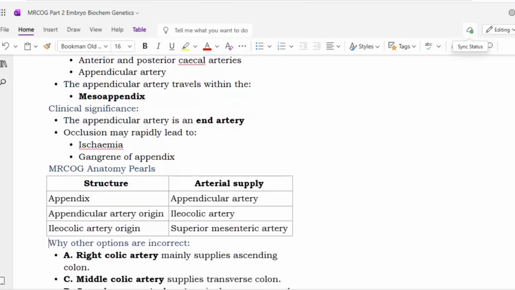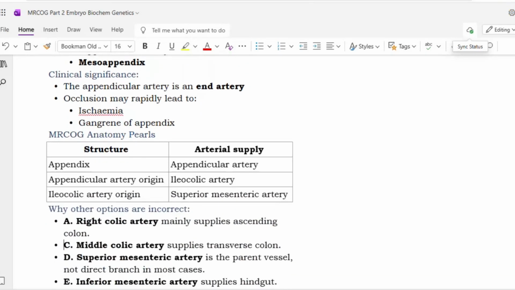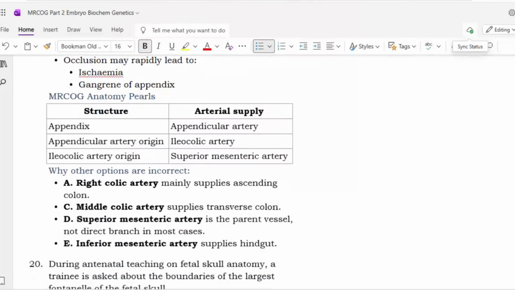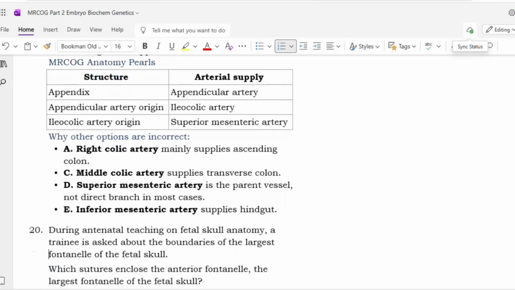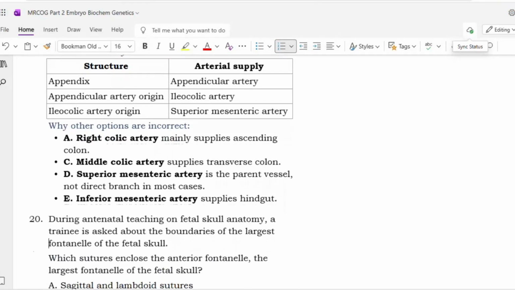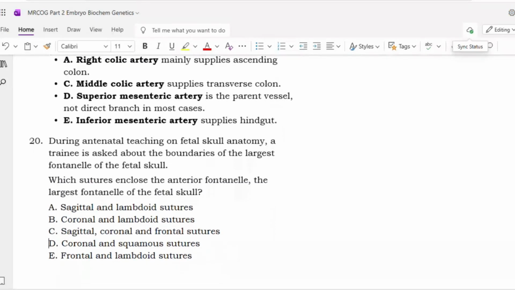So appendix arterial supply is the appendicular artery. Appendicular artery origin is the ileocolic artery. Ileocolic artery origin is the superior mesenteric artery. Okay. So right colic artery mainly supplies the ascending colon. Middle colic will supply the transverse colon. Superior mesenteric artery is a parent vessel, not a direct branch in most cases. And inferior mesenteric artery will supply the hindgut.